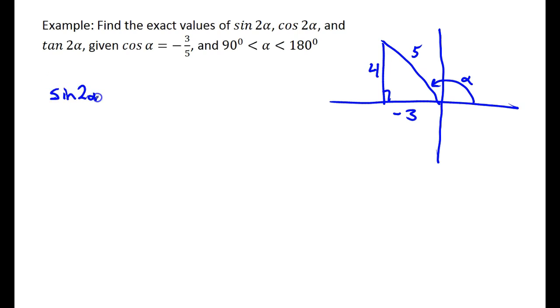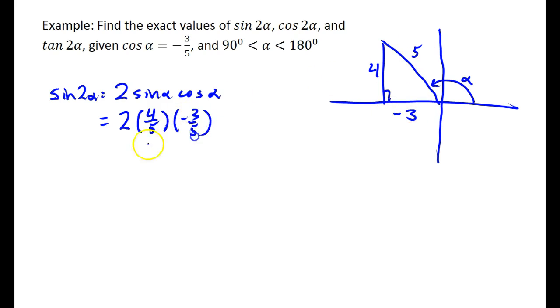So the sine of 2 alpha is 2 sine alpha cosine alpha. Okay, go to our triangle. The sine of alpha is opposite over hypotenuse, so it's going to be twice 4/5, and the cosine of alpha we were given, adjacent over hypotenuse. And I worked that out. That's 2 times 4 times negative 3. Well, that's negative 24 over 5 times 5.